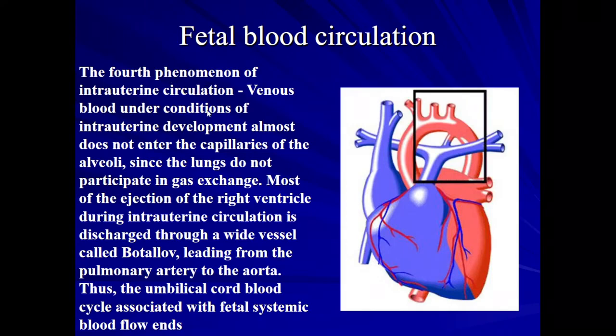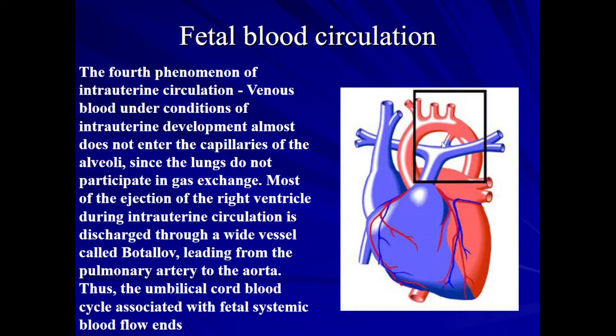The first phenomenon of uterine circulation: venous blood, under conditions of intrauterine development, almost does not enter the capillaries of the alveoli, since the lungs do not participate in gas exchange. Most of the ejection of the right ventricle during intrauterine circulation is discharged through the vessel called the Botallo duct.